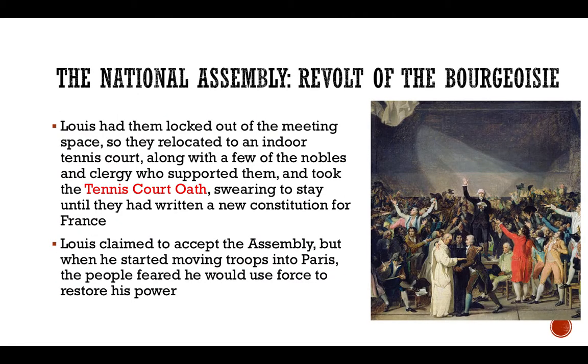The National Assembly, the revolt of the bourgeoisie. Louis had them locked out of the meeting space, so they relocated to an indoor tennis court, along with a few of the nobles and clergy who supported them, and took the tennis court oath, swearing to stay until they had written a new constitution for France. Louis claimed to accept the assembly, but when he started moving troops into Paris, the people feared he would use force to restore his power.